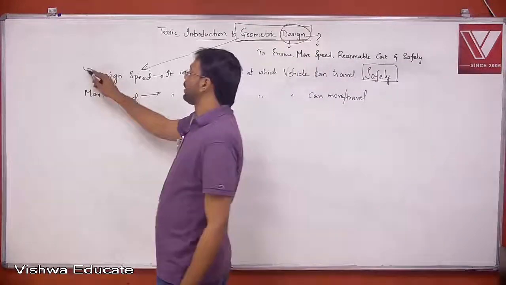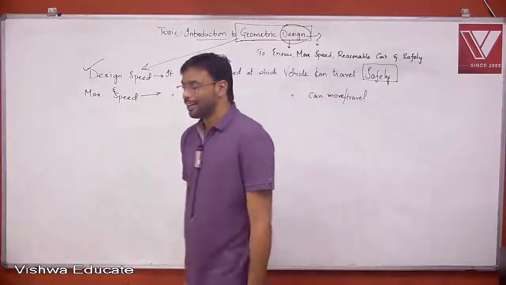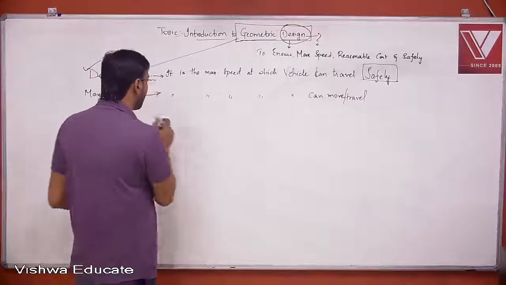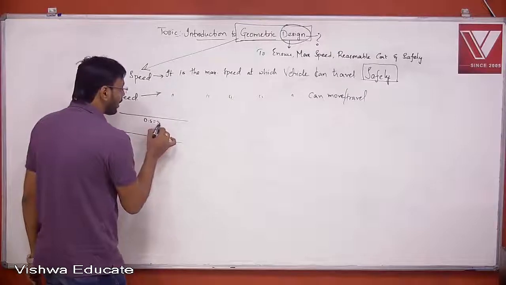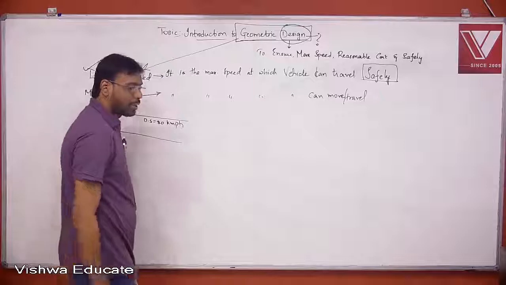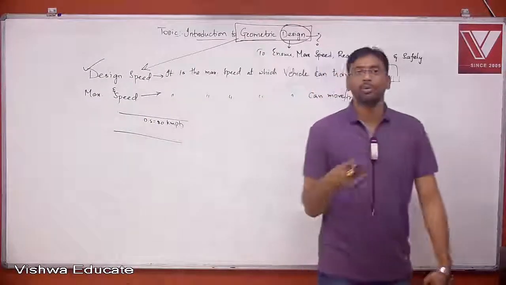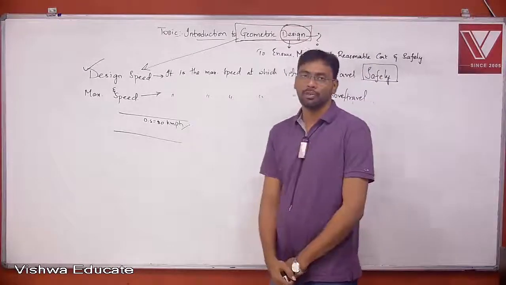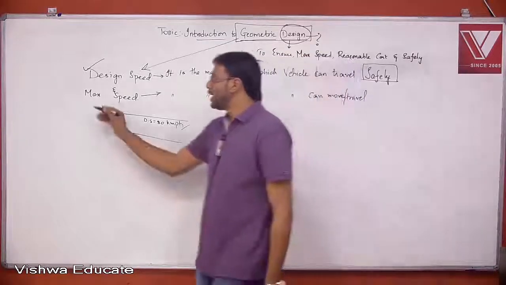Now for a given road, which speed is always constant? Answer would be design speed. Because for a given road, design speed is always constant. If I say that this road has a design speed of 80 kmph, that means whatever the time is, no matter what type of vehicle moves over it, design speed is always constant. That is 80 kmph for that particular road. But maximum speed varies.